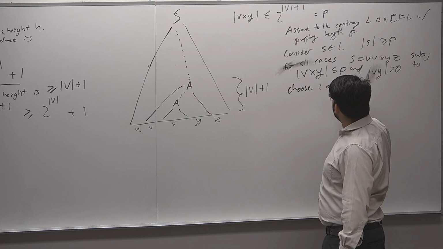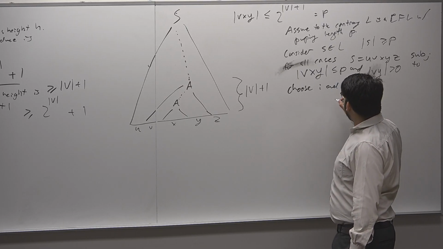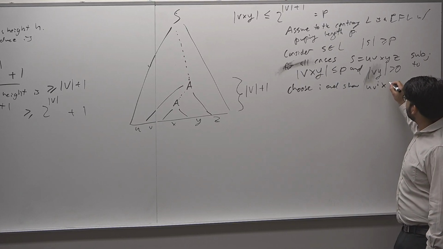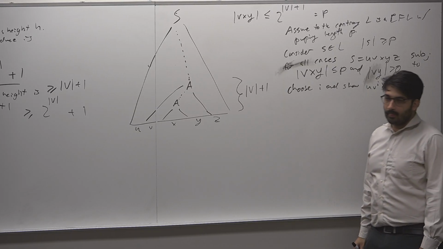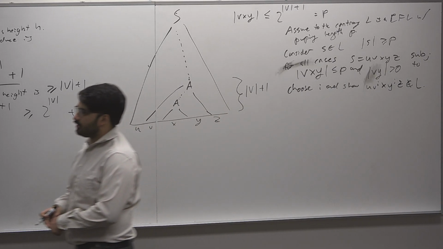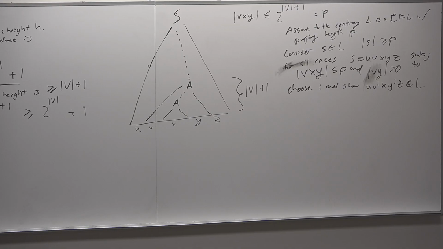And show that U, V to the i, X, Y to the i, Z is not an element of L. We follow those steps, and that's basically the outline of how to pump a language, how to prove it's not regular. Excuse me, not context-free. Questions on the proof outline? The rest of today will simply be spent on some examples of how we actually demonstrate the use of this.